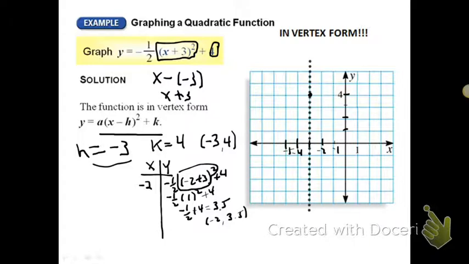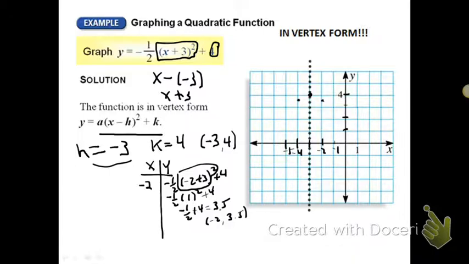Let's graph that point. So negative 2 and 3.5, right about here, if I can get this thing to work the way I want it to. Now, using symmetry, I can plot the same point that is 1 unit away from the axis of symmetry, but on the left side.